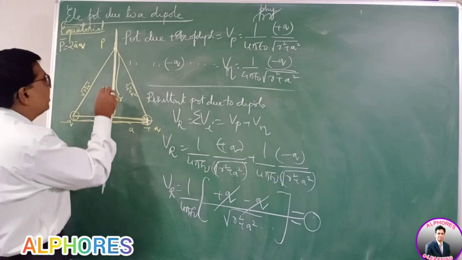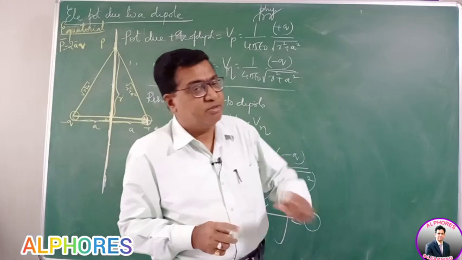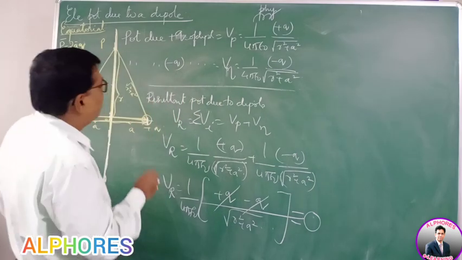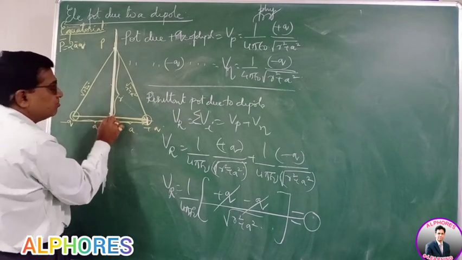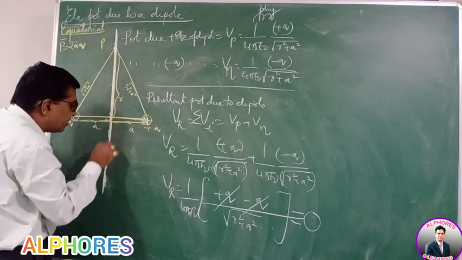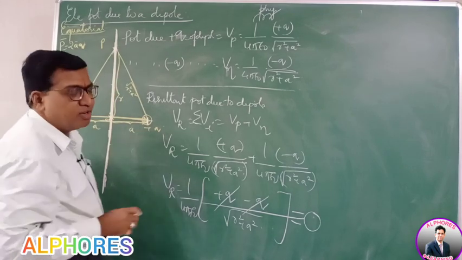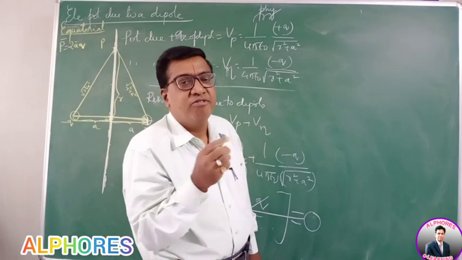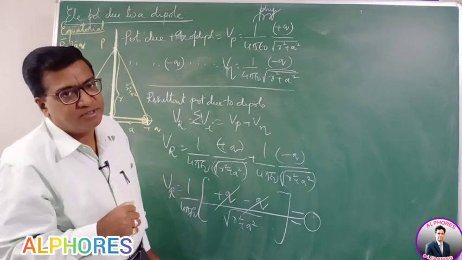Now, suppose he asks you to find the potential difference between any 2 points on the equatorial line. What is the work done in moving a charge from here to here? Well, the potential at any point on the equatorial line is 0. So here the potential is 0, here the potential is 0. Potential difference is 0, work done is also 0.